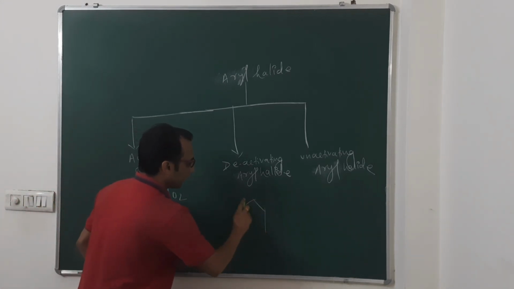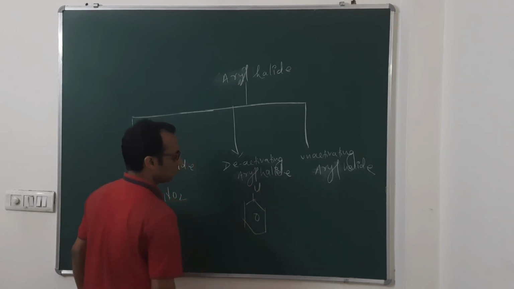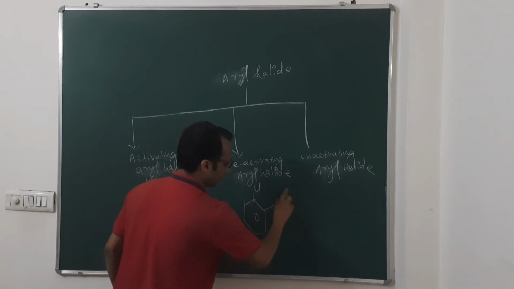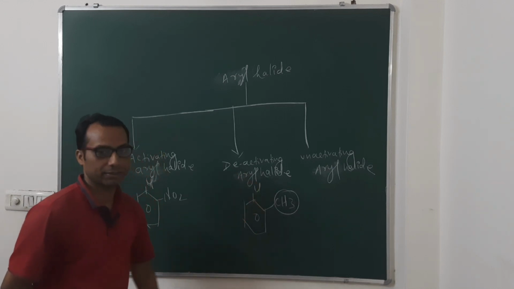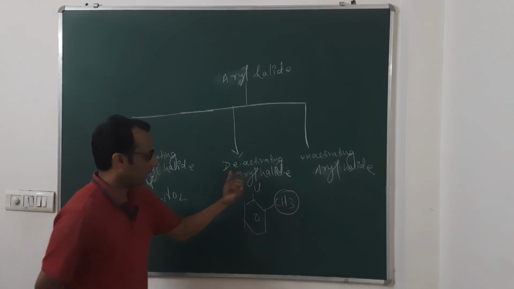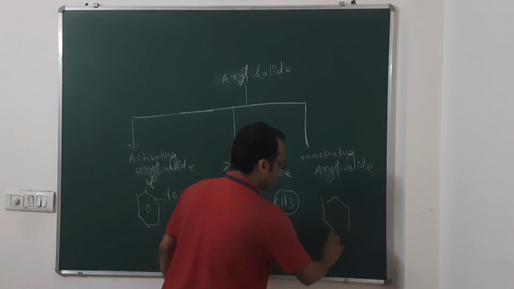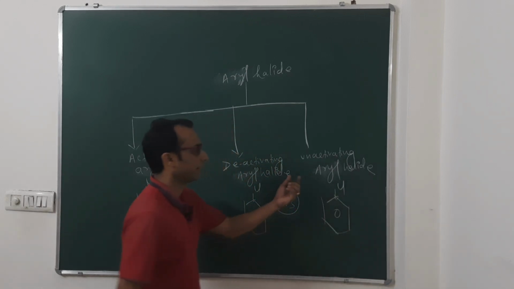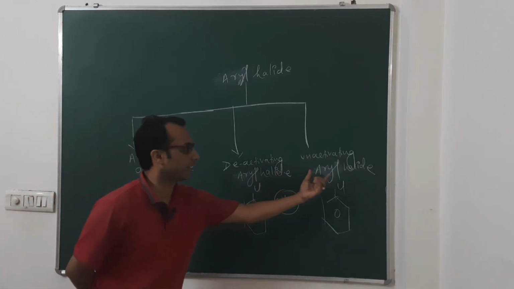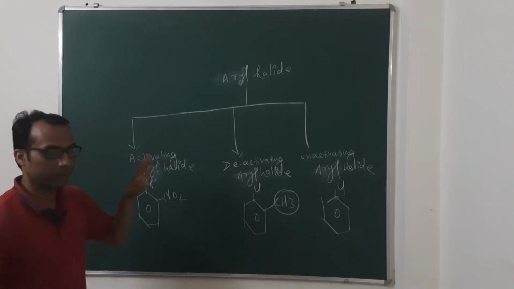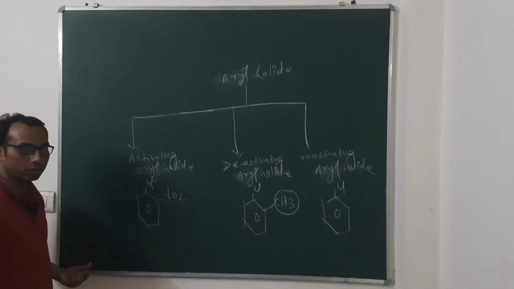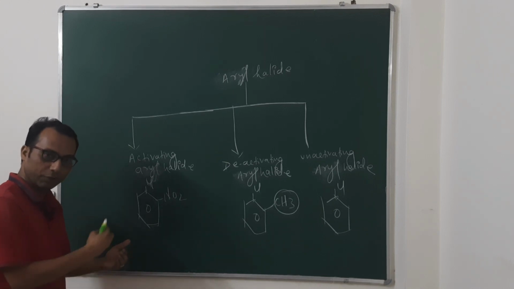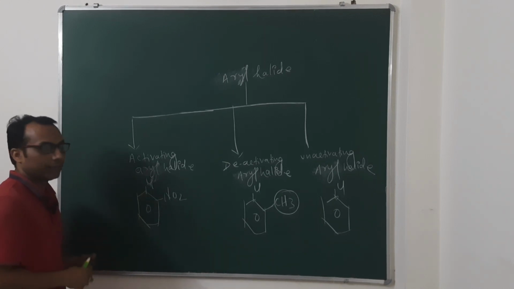Deactivating means what? Deactivating aryl halide means chlorine is here, and suppose you have attached any electron donating group on these positions, that is called deactivating aryl halides. Clear? And when there is no group attached, simply chlorine is there, that is called unactivated aryl halides. So aryl halides we have three types.